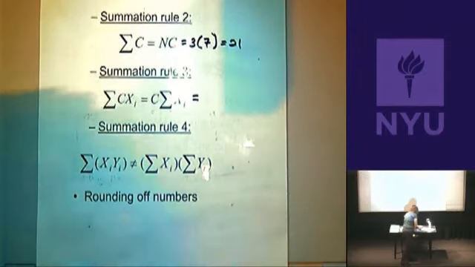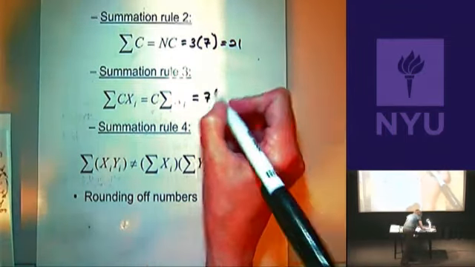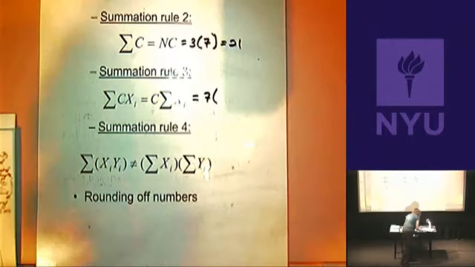So in this case, what do we have? Our c is 7. What was our sum of x? What was our sum of x? 10, yeah.